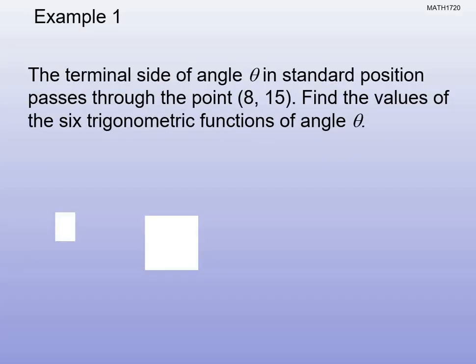All right, so let's go through an example here. We have the terminal side of an angle theta in standard position. It passes through the point (8, 15). Find the values of the six trig functions of angle theta. When you guys do your assignments, obviously they're going to be online when you turn them in. But for you to do the work, draw what it's telling you to draw. So draw a Cartesian coordinate system, draw an x and a y axis.